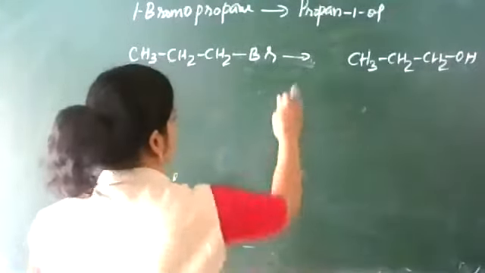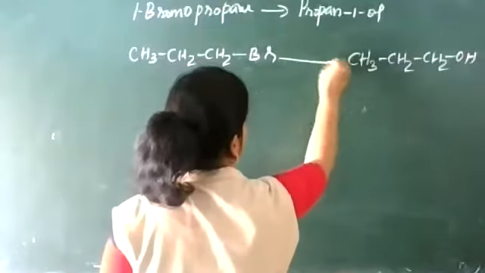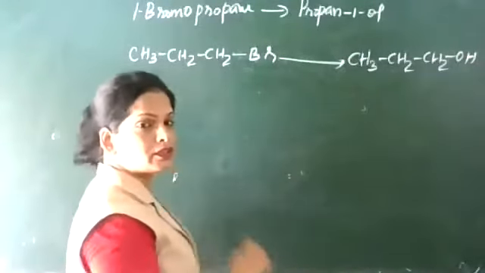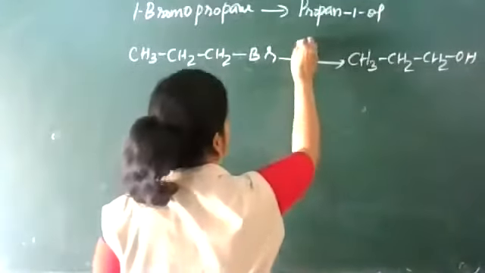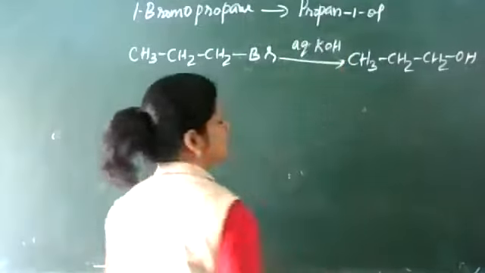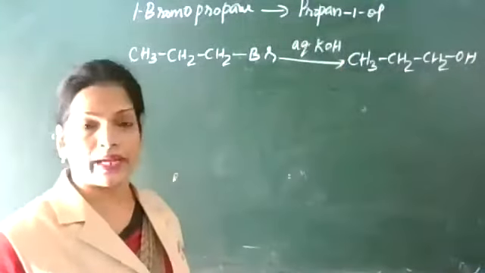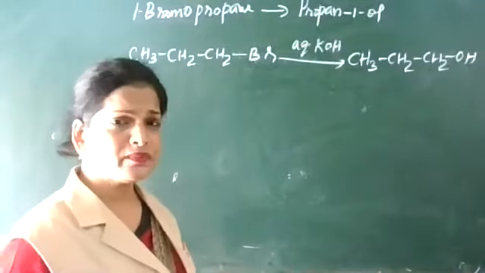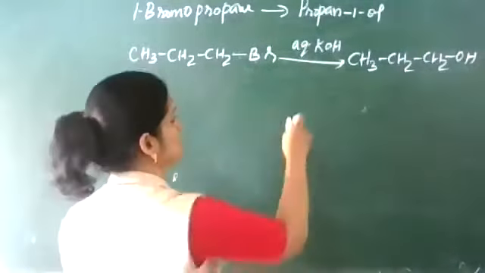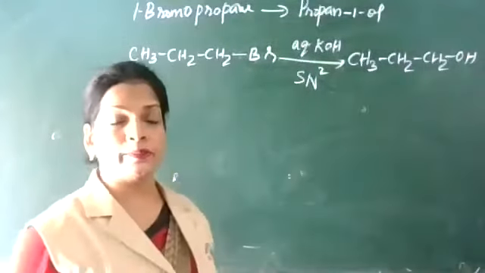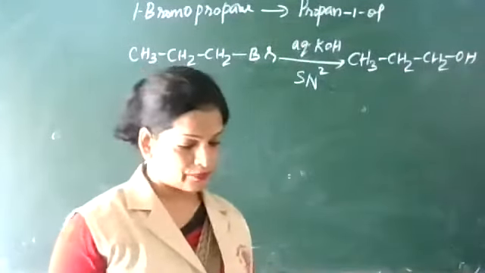This arrow mark is a single step reaction. So on this arrow mark, you can write aqueous KOH. You don't have to write SN1 or SN2, but which mechanism will it undergo? This is primary, so it will undergo the SN2 mechanism.